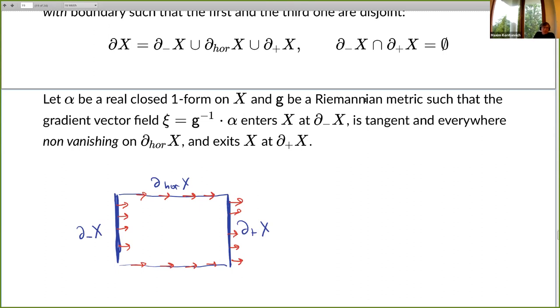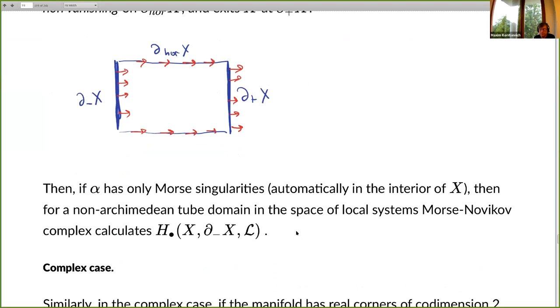Now, the idea is the following. Suppose we can pick a one-form, and pick a metric such that the gradient flow will enter at D minus, will exit at D plus, and will be tangent and non-zero on D horizontal. So it doesn't vanish on the boundary at all. It's always non-vanishing on the boundary, and all zeros of the gradient flow, or critical points, or zeros of the one-form, will be strictly inside.